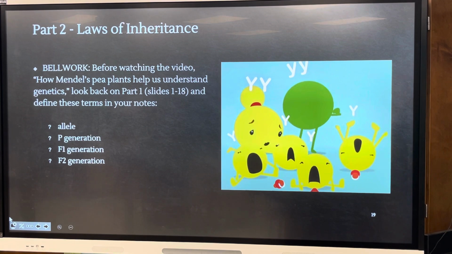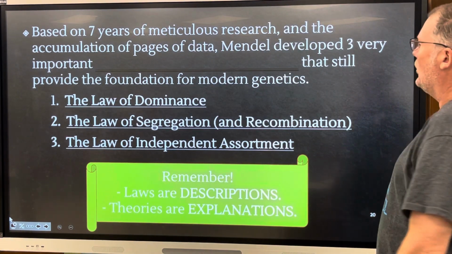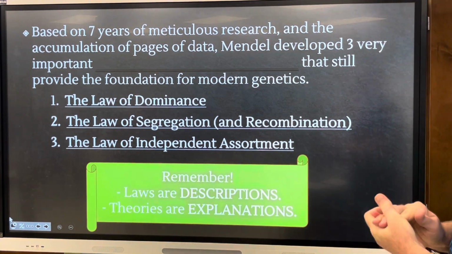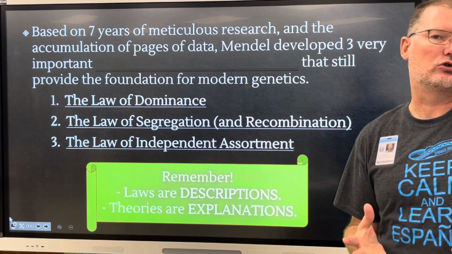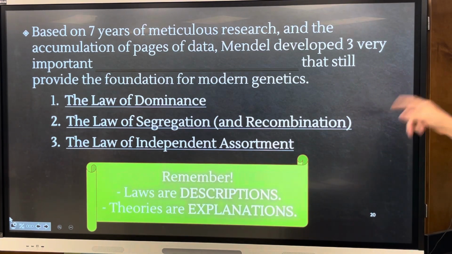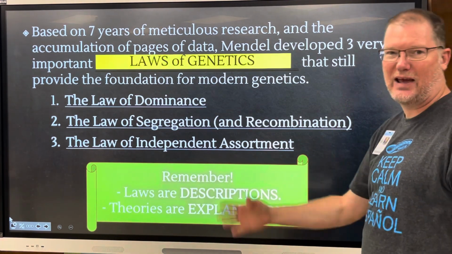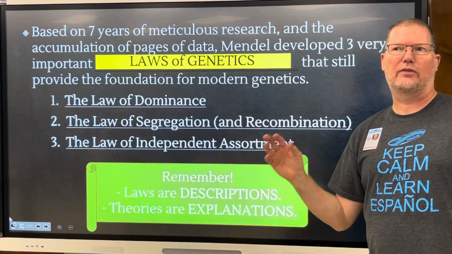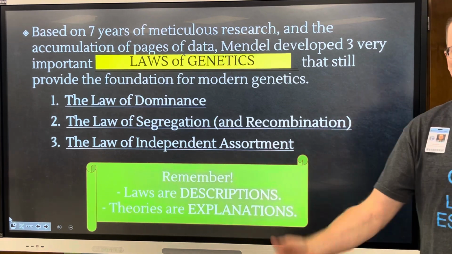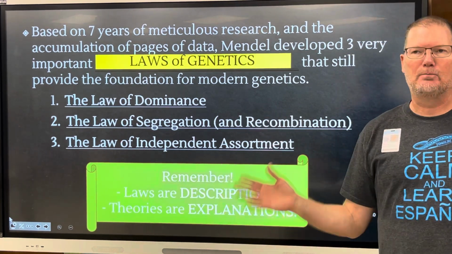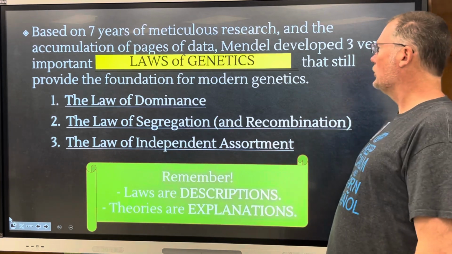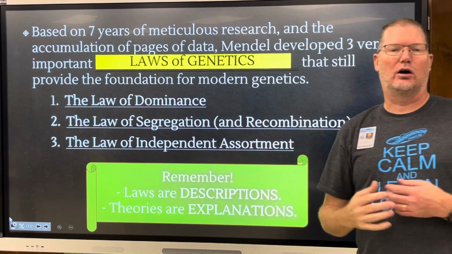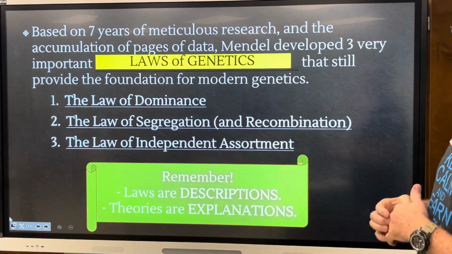Okay, so now we're going to move on to slide 20. Now, we were talking about Mendel, right? Last time, Gregor Mendel, the Austrian monk. So basically he had 7 years of meticulous research and the accumulation of pages and pages of data. We learned that much of it got thrown out by the people who cleaned out his living quarters when he died, but there was obviously enough remaining. So from what was remaining, 3 very important laws of genetics were developed, okay?